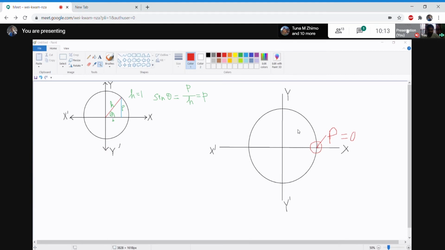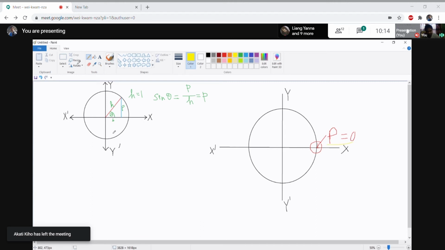Yeah, now I can start. So what I was talking about, I was talking about this circle, and I told you that in this circle we took this hypotenuse as 1. That means the radius of the circle is 1, right? We took it like this. So what I was asking is, at this point, what is the value of P?